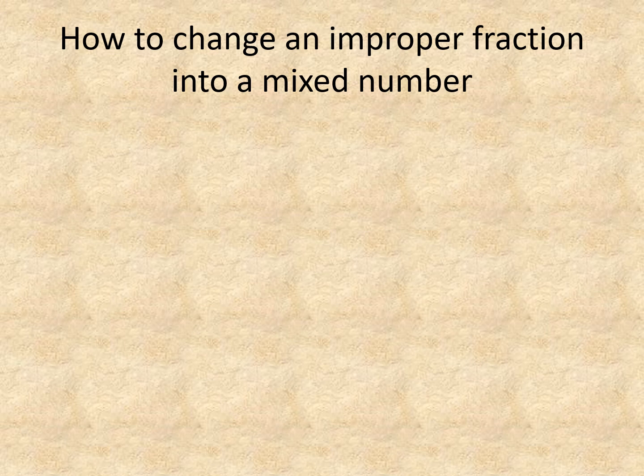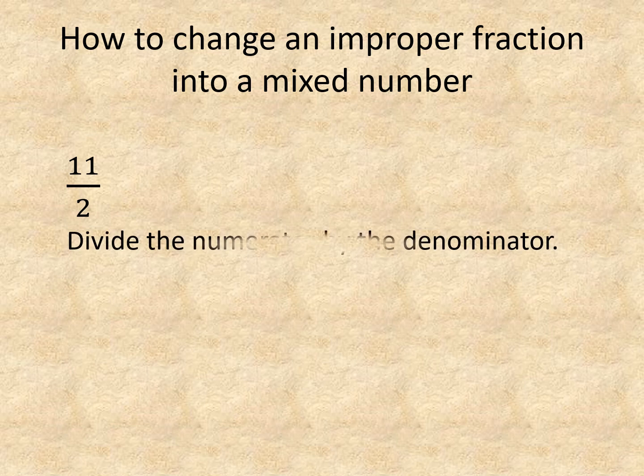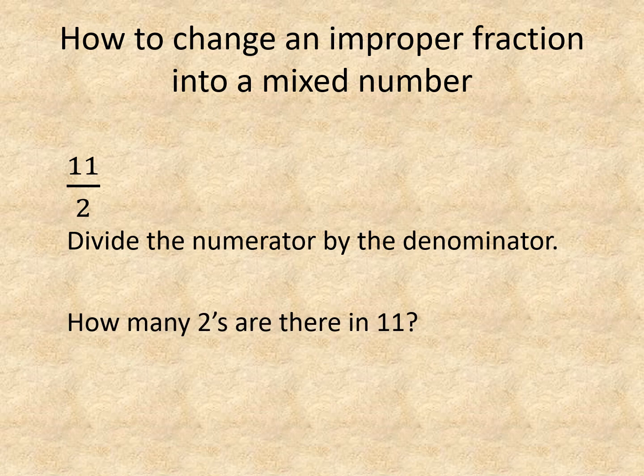Now, how to change an improper fraction into a mixed number? We do it first by division. For example, 11 over 2, we just divide 11 by 2, or in other words, how many 2's are there in 11? So we have 5, so the answer will be 5 remainder 1.